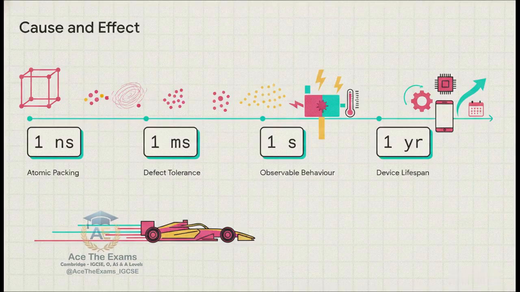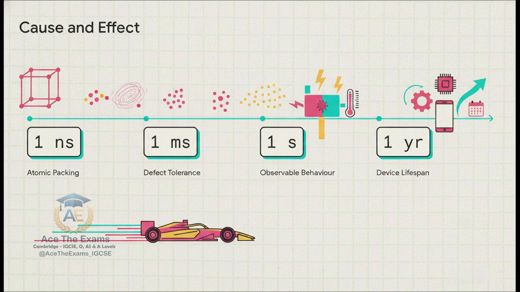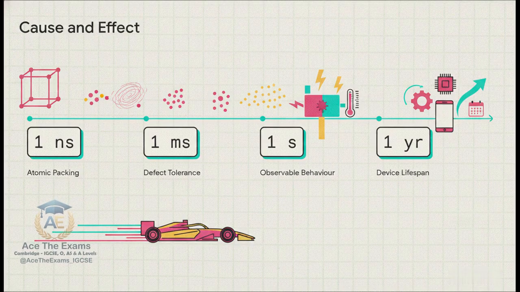Moving right along to Step 2, the mechanism. Let's look at this precise cause and effect timeline, because the scale here is just mind-blowing. Think of it like a Formula One pit stop, where every fraction of a second completely alters the outcome of the race. In one single nanosecond, the atomic packing locks into place.